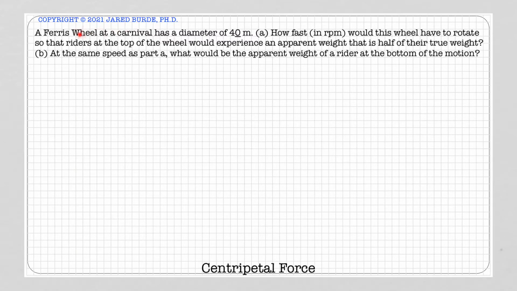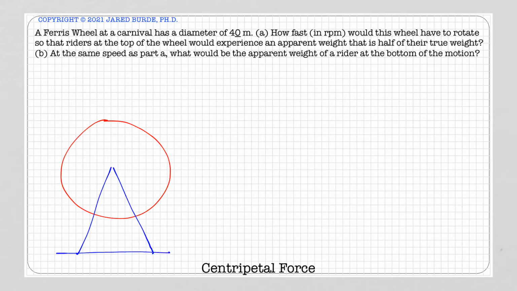Here we have a Ferris wheel that has a diameter of 40 meters. A Ferris wheel is a big giant wheel that rotates, and folks sit on the wheel in little chairs, and they go around and around in the wheel and so forth.